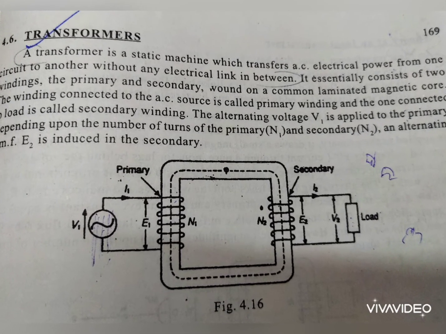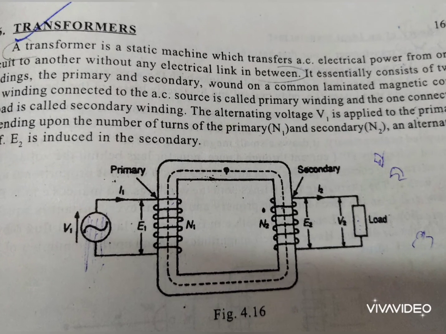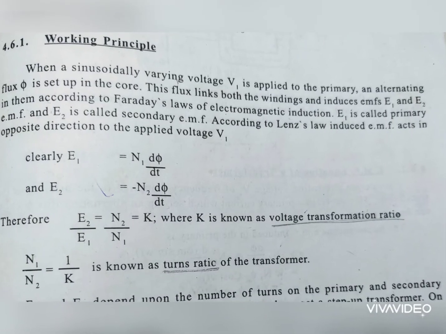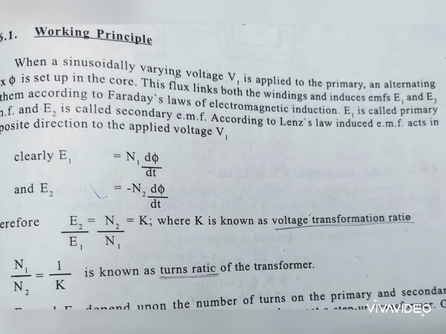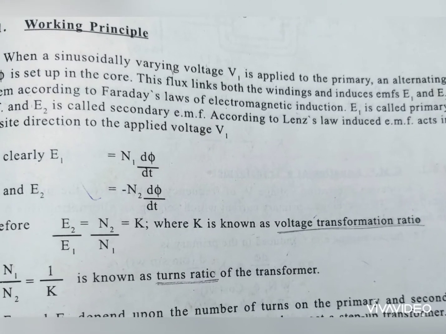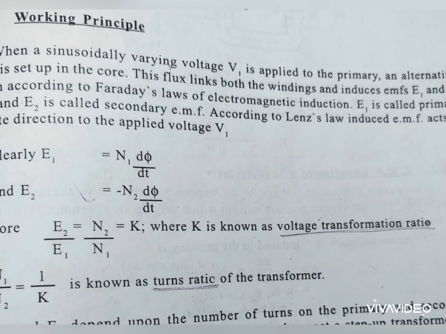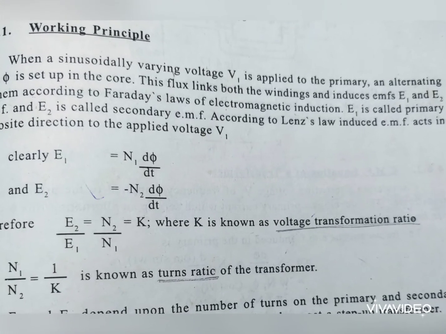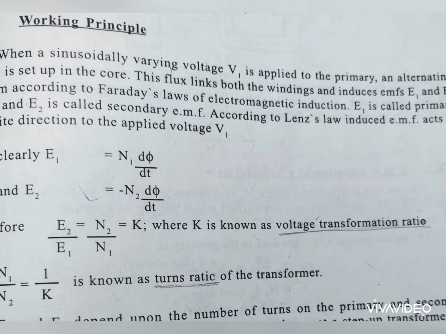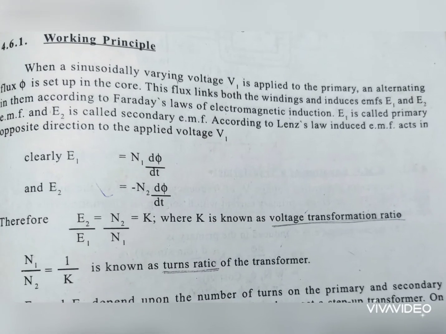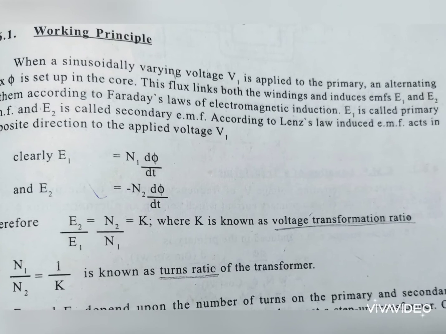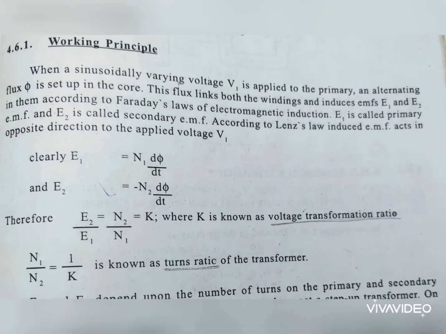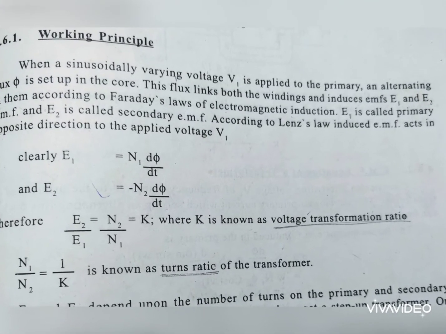When a sinusoidally varying voltage V1 is applied to the primary, an alternating flux phi is set up in the core. This flux links both the windings and induces EMFs E1 and E2 in them according to Faraday's laws of electromagnetic induction. E1 is called primary EMF and E2 is called secondary EMF. According to Lenz's law, induced EMF acts in opposite direction to the applied voltage V1. So E1 is equal to N1 d phi by dt, E2 is equal to minus N2 d phi by dt. E2 by E1 is equal to N2 by N1 is equal to K. K is called voltage transformation ratio and 1 by K is called turns ratio.